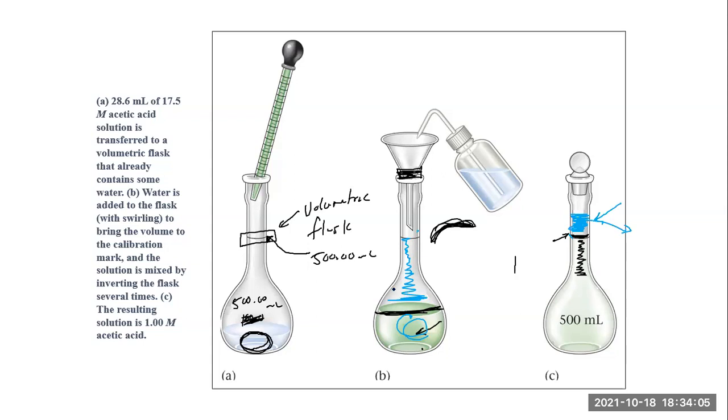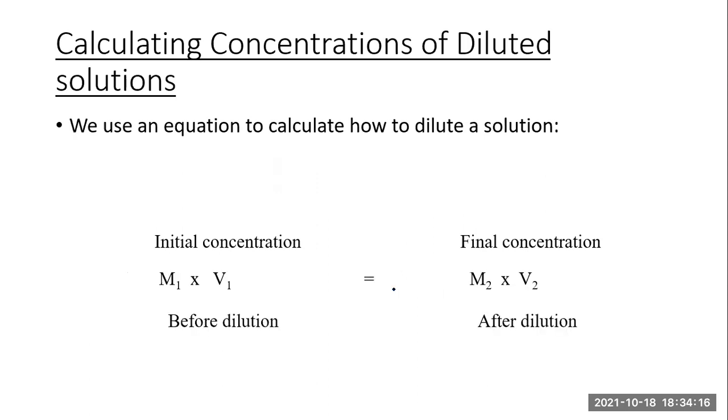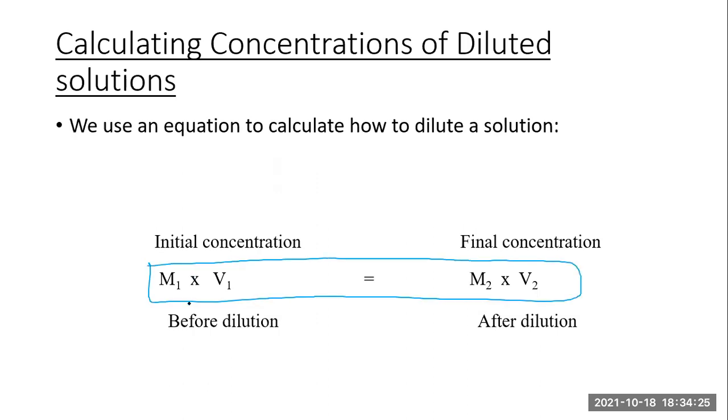Now there is a formula that helps us calculate what solution we would make in terms of molarity, how we need to make the solution. And the dilution equation is this one, right here. It is M1V1 equals M2V2. This is usually before you do the dilution, so the more concentrated solution. This is after the dilution, so it's obviously the more dilute solution.